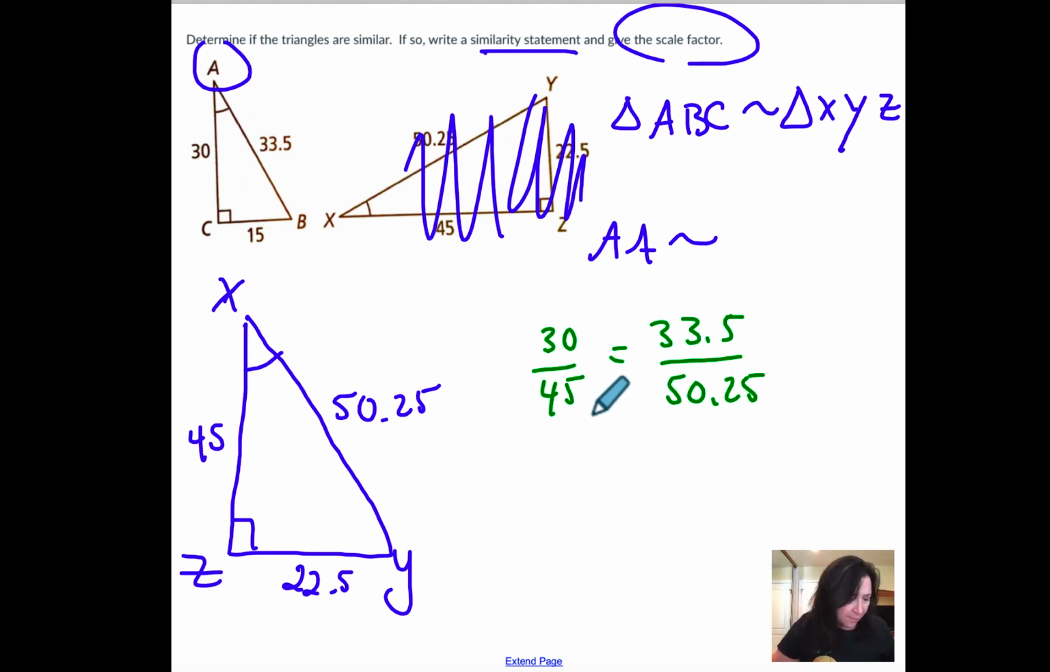Let me use my calculator. 30 times 50.25 is equal to 1507.5, and that equals 45 times 33.5, 1507.5 again. But remember, so far so good. You have to check all the way around.